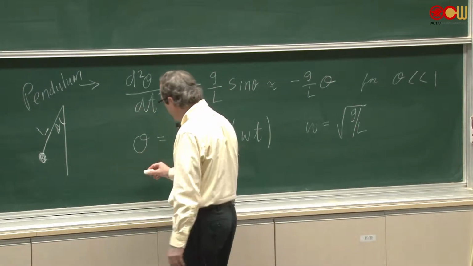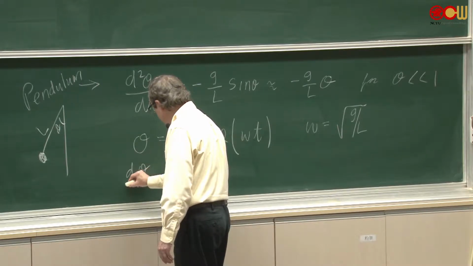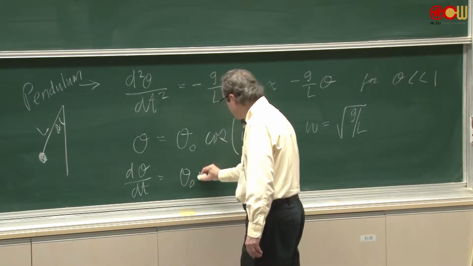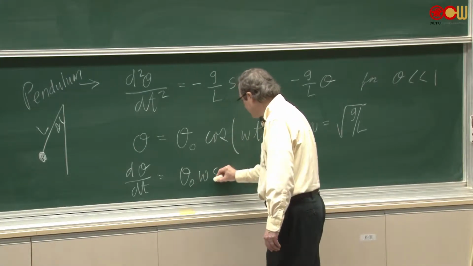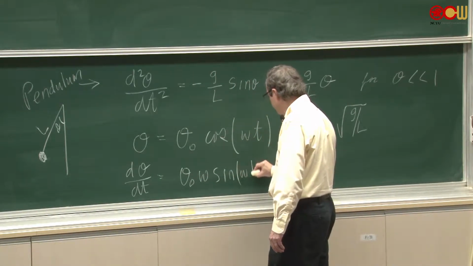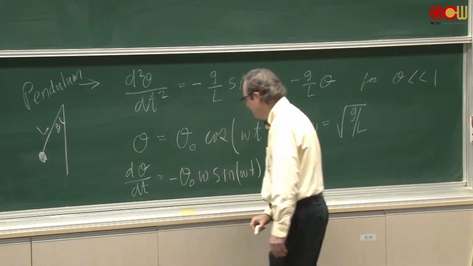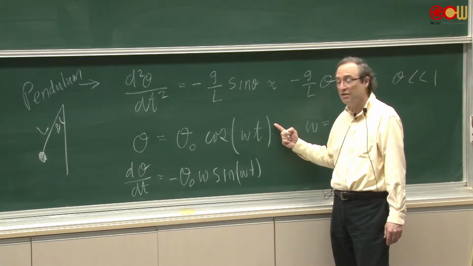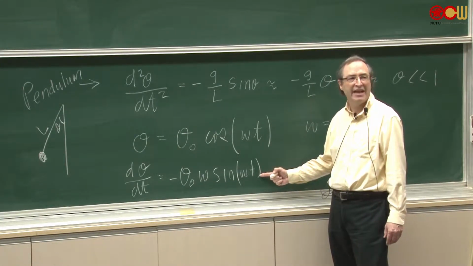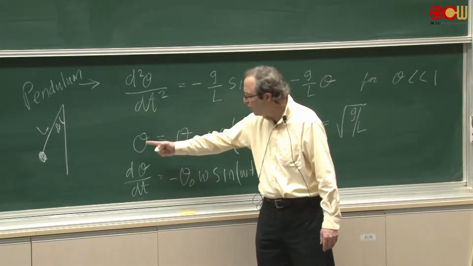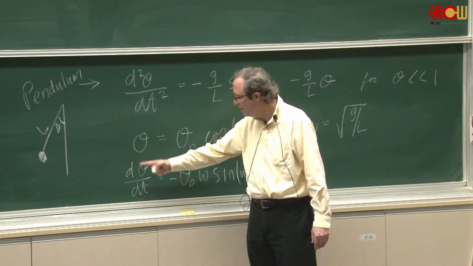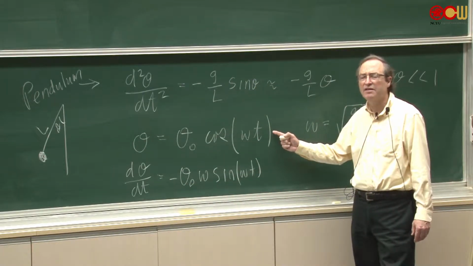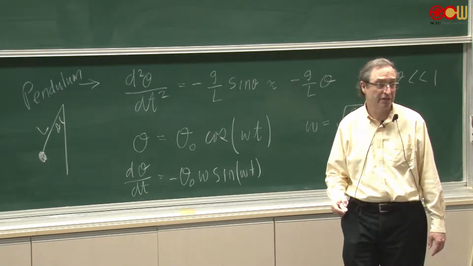Now, we're going to need one other quantity, d theta dt. And that's going to equal theta 0 omega times the sine omega t. And there's a minus sign there. OK? So you have how the angle changes and how the rate of change of the angle changes. So notice that if I plotted this versus this, I think we talked about this in a number of contexts, you will get an ellipse.